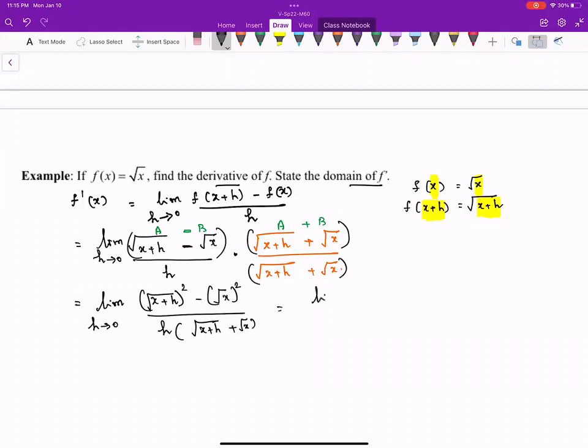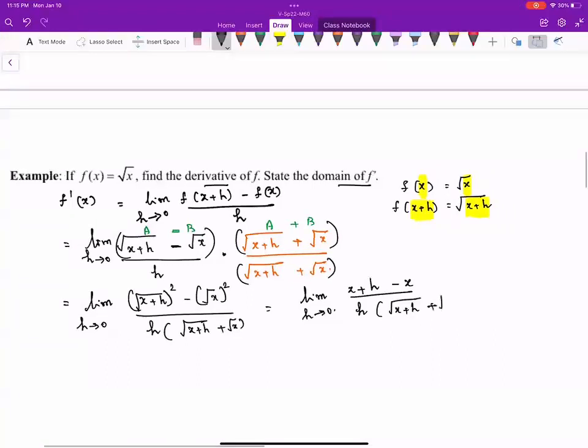So this implies the limit as h approaching 0. Square and square root cancel out, giving you x plus h minus x divided by h times square root of x plus h plus square root of x.